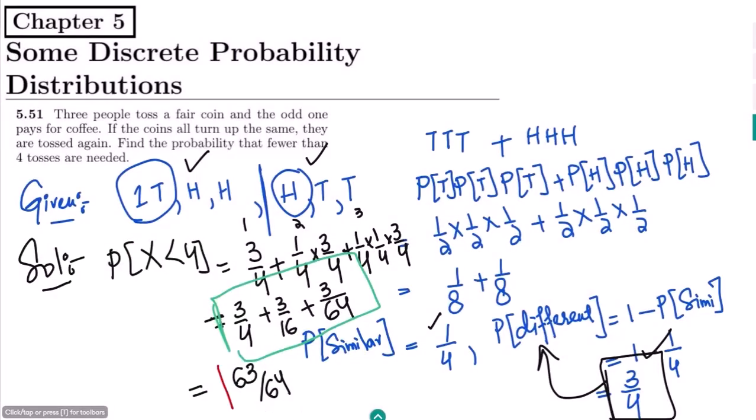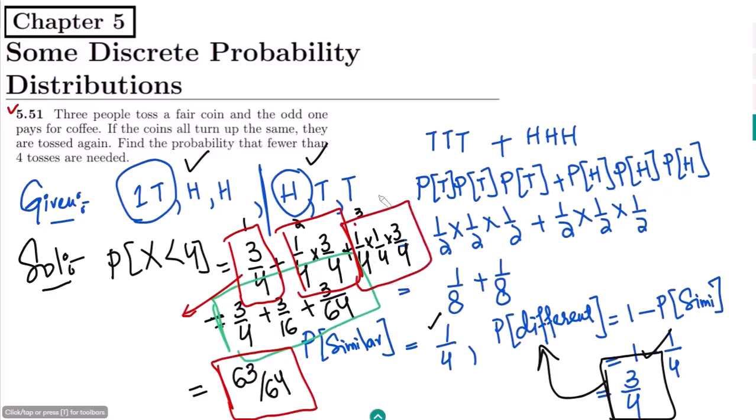That is basically the solution of my question 5.51, in which I have used the geometric probability theorem. This is for the condition where we get the success in the first trial, this is where we get success in the second trial, while this is where we get success in the third trial. Okay, so that's what we have done for today.